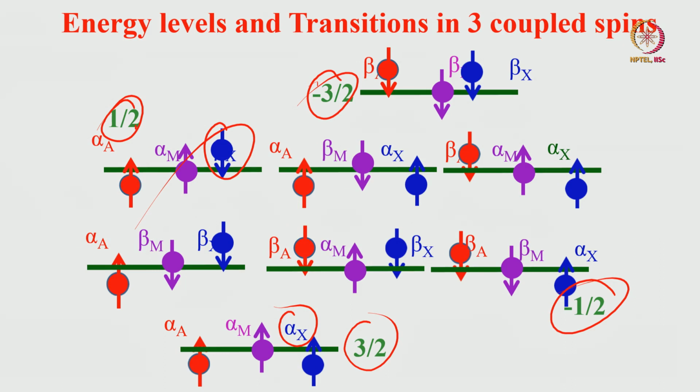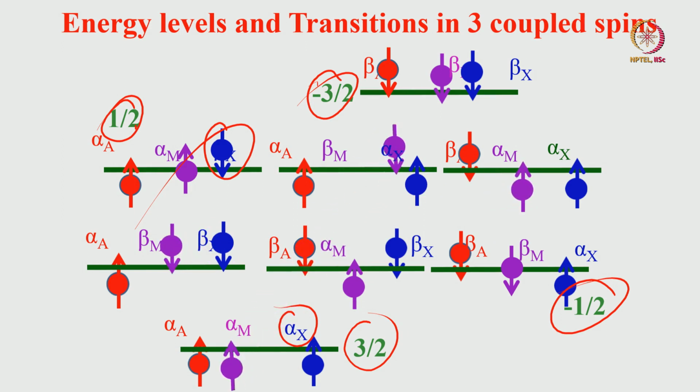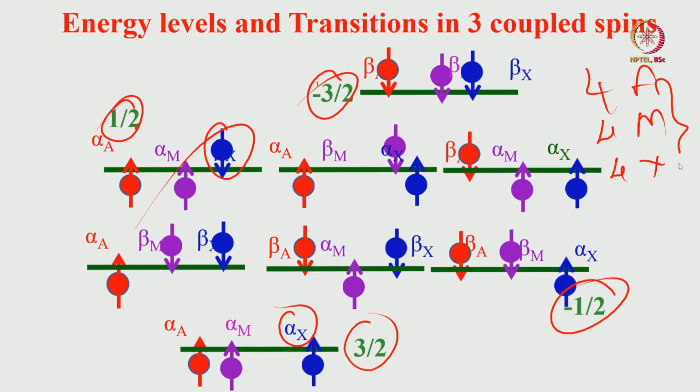This is how 4 A transitions are there. We saw 4 X transitions, 4 A transitions. Now again this is allowed, where M is changing orientation from beta to alpha. This is allowed, again M is changing orientation from alpha to beta. Again this is an M transition and this is an M transition. How many did we get? 4 A transitions, 4 M transitions and 4 X transitions. Totally we have got 12 peaks.